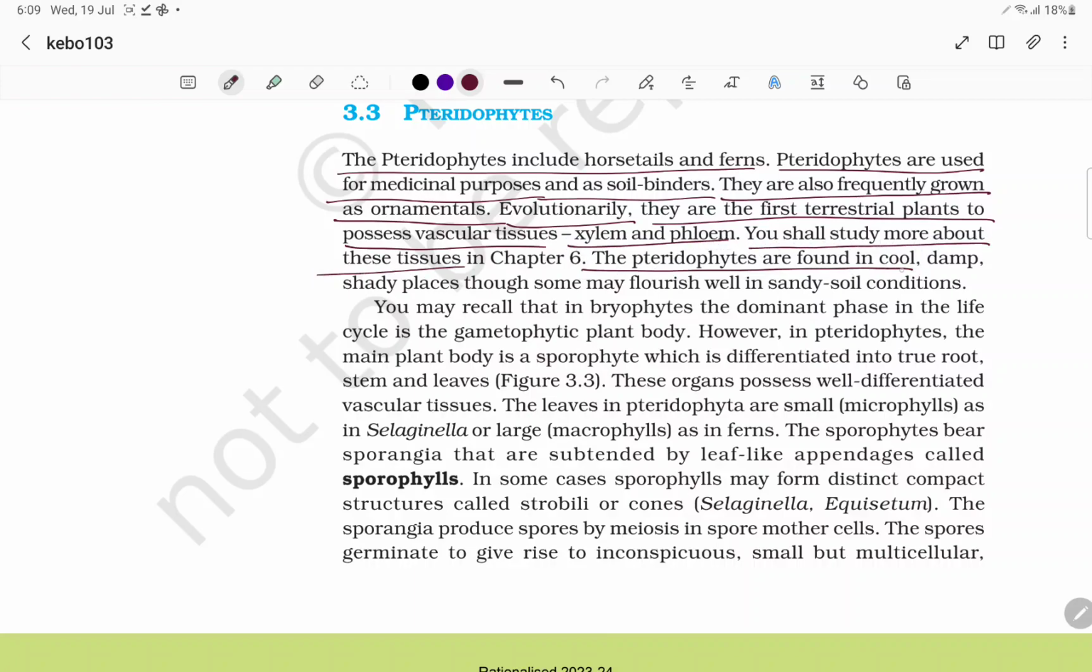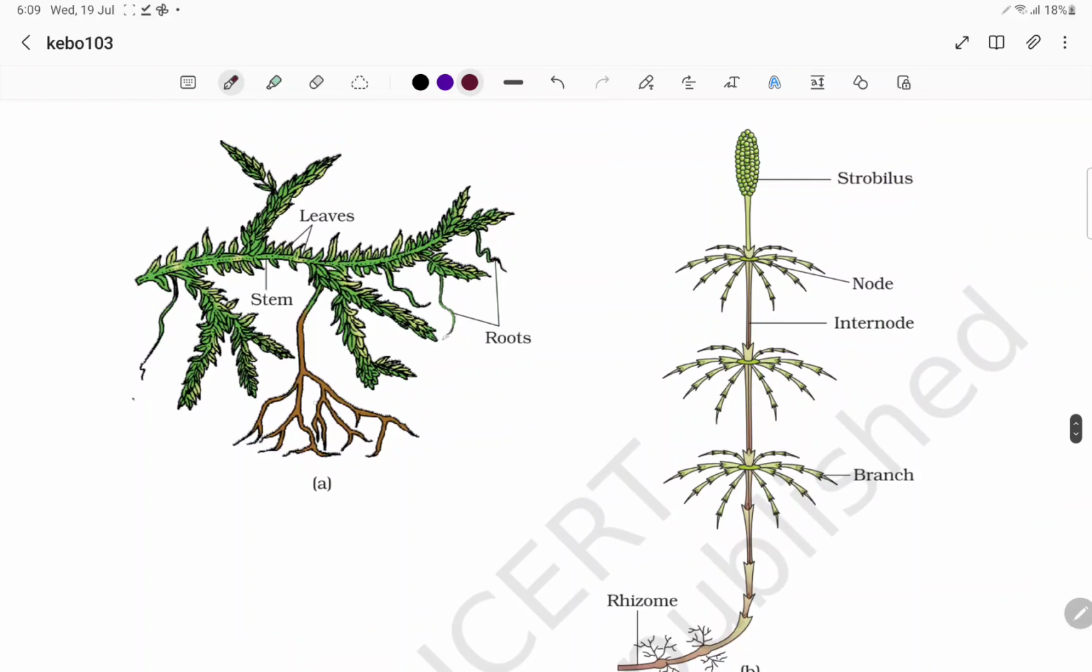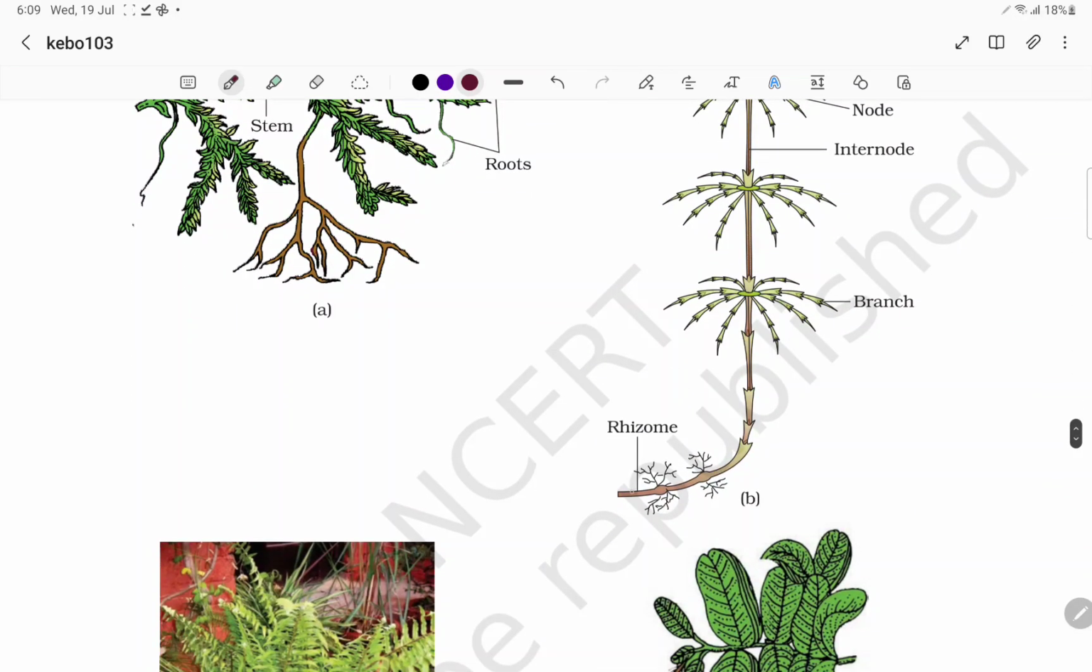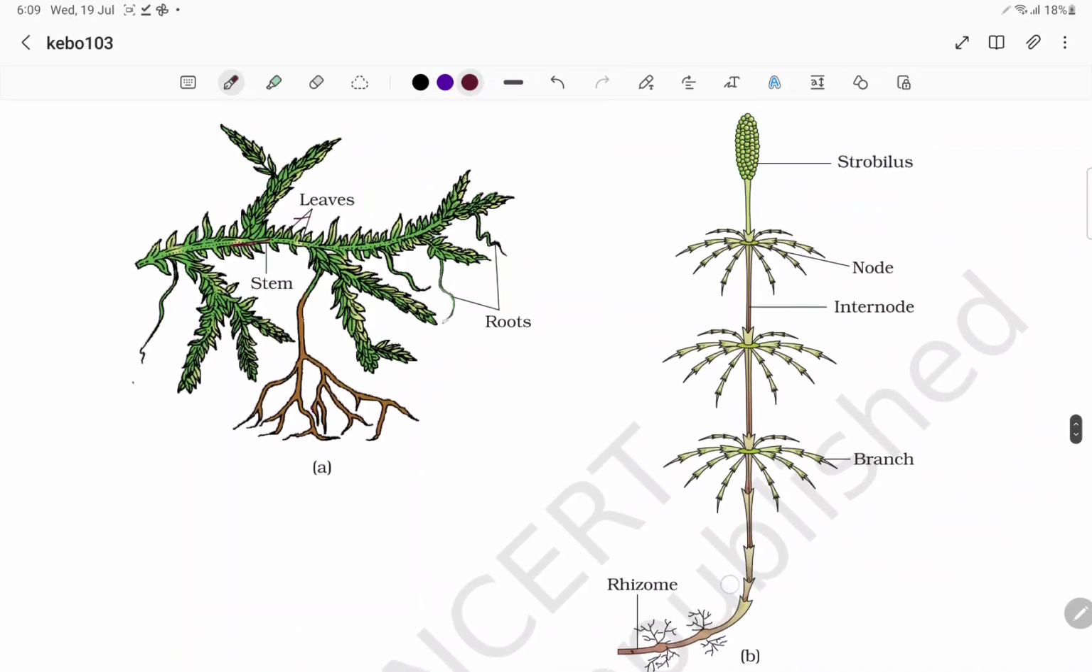Pteridophytes are found in cool, damp and shady places, like bryophytes, though some may flourish well in sandy soil conditions also. You may recall that in bryophytes, the dominant phase of the life cycle is the gametophytic plant body. However, in pteridophytes, the main plant body is the sporophyte, which is differentiated into true roots, stem and leaves. You can see in this picture the true roots, the stem and the leaves.